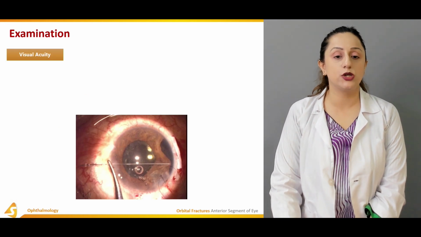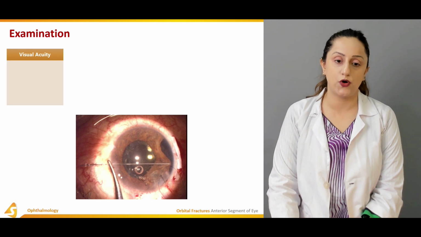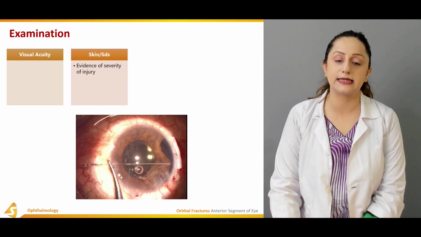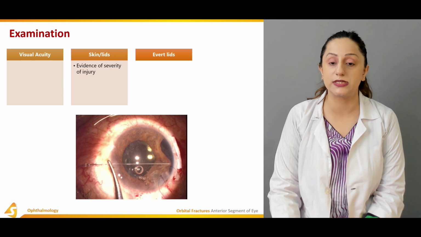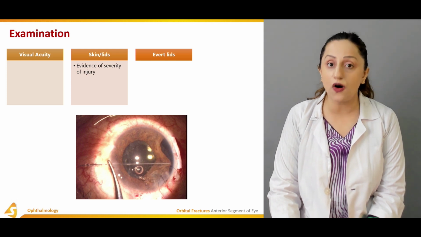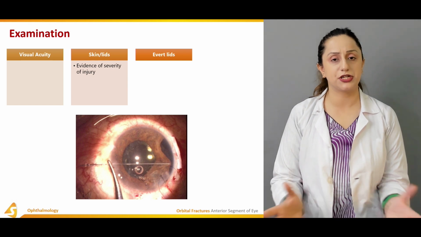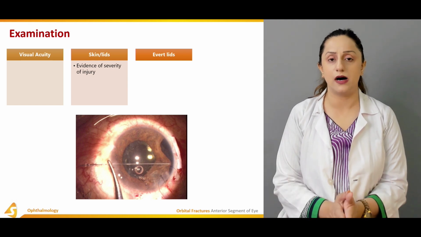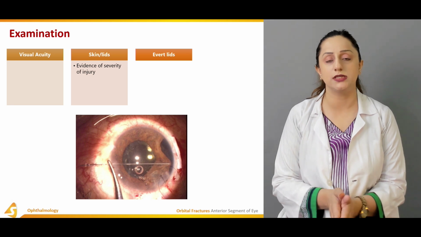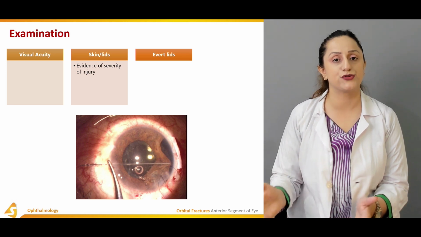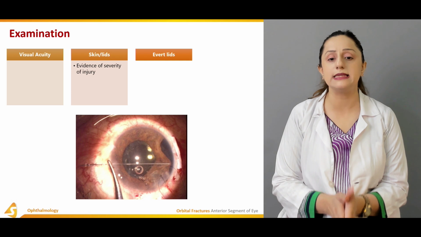Examination would particularly include the visual acuity of a person first of all. The skin and the lids have to be evaluated in this particular case. Eversion of the lids is very important. Visual acuity is performed in that particular manner in which we ask the patient to read out the Snellen's chart, and accordingly we are going to record the visual acuity in this particular case.